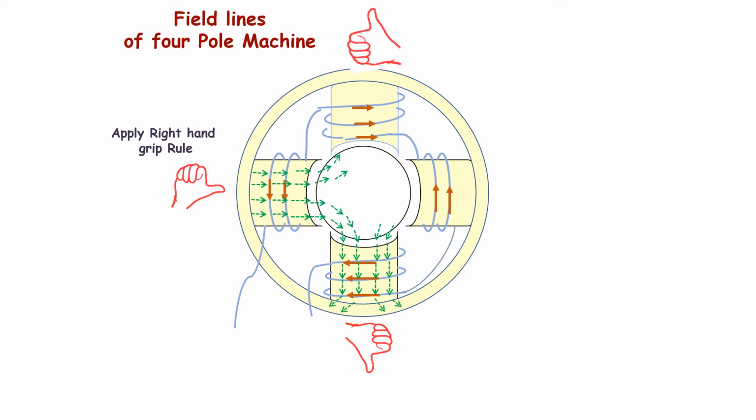Let us apply to the third field coil. The thumb is upwards, so the field lines will be in the upward direction. Apply it to the fourth field coil, showing the fingers in the current's direction. The thumb is towards left, so field lines will be towards left.